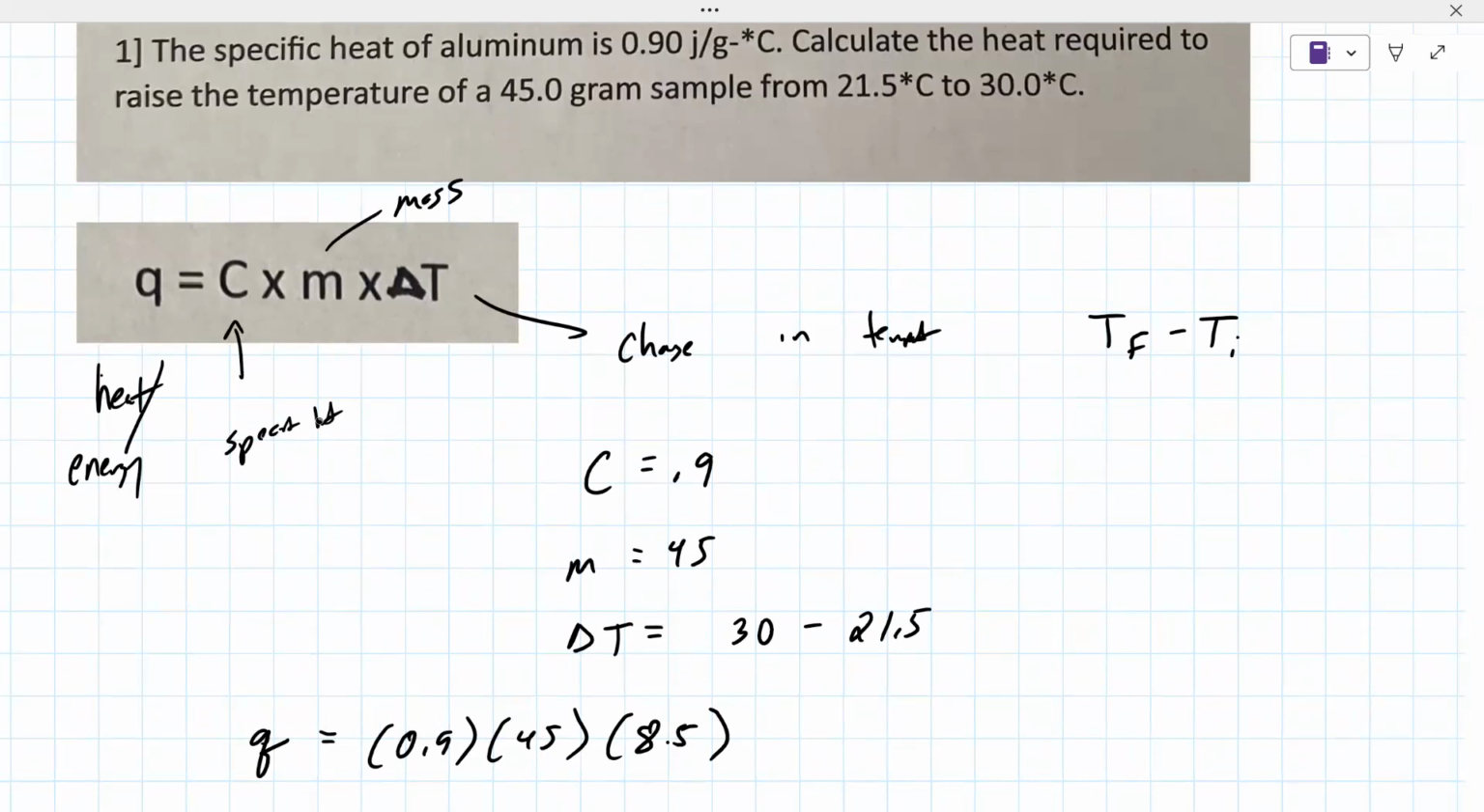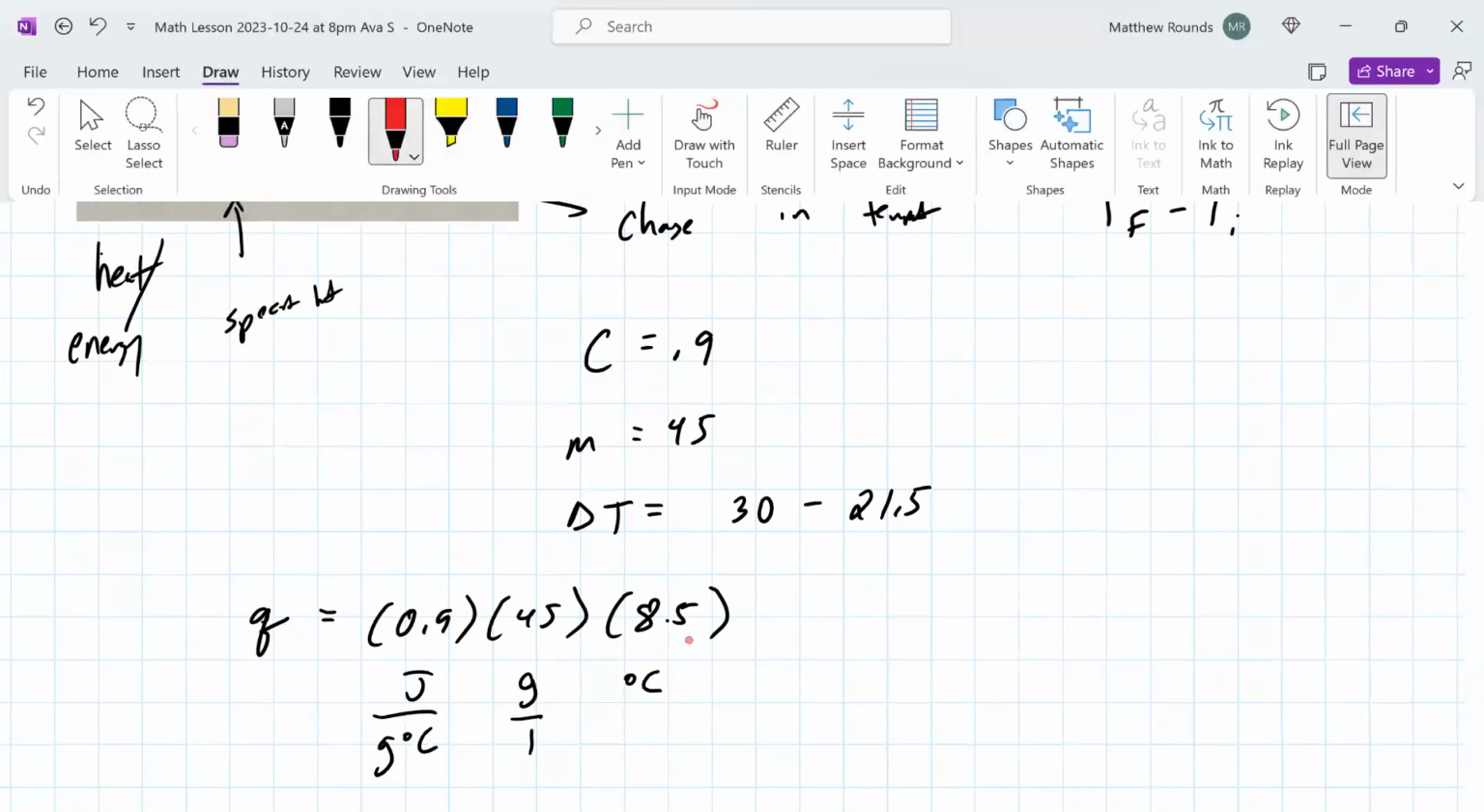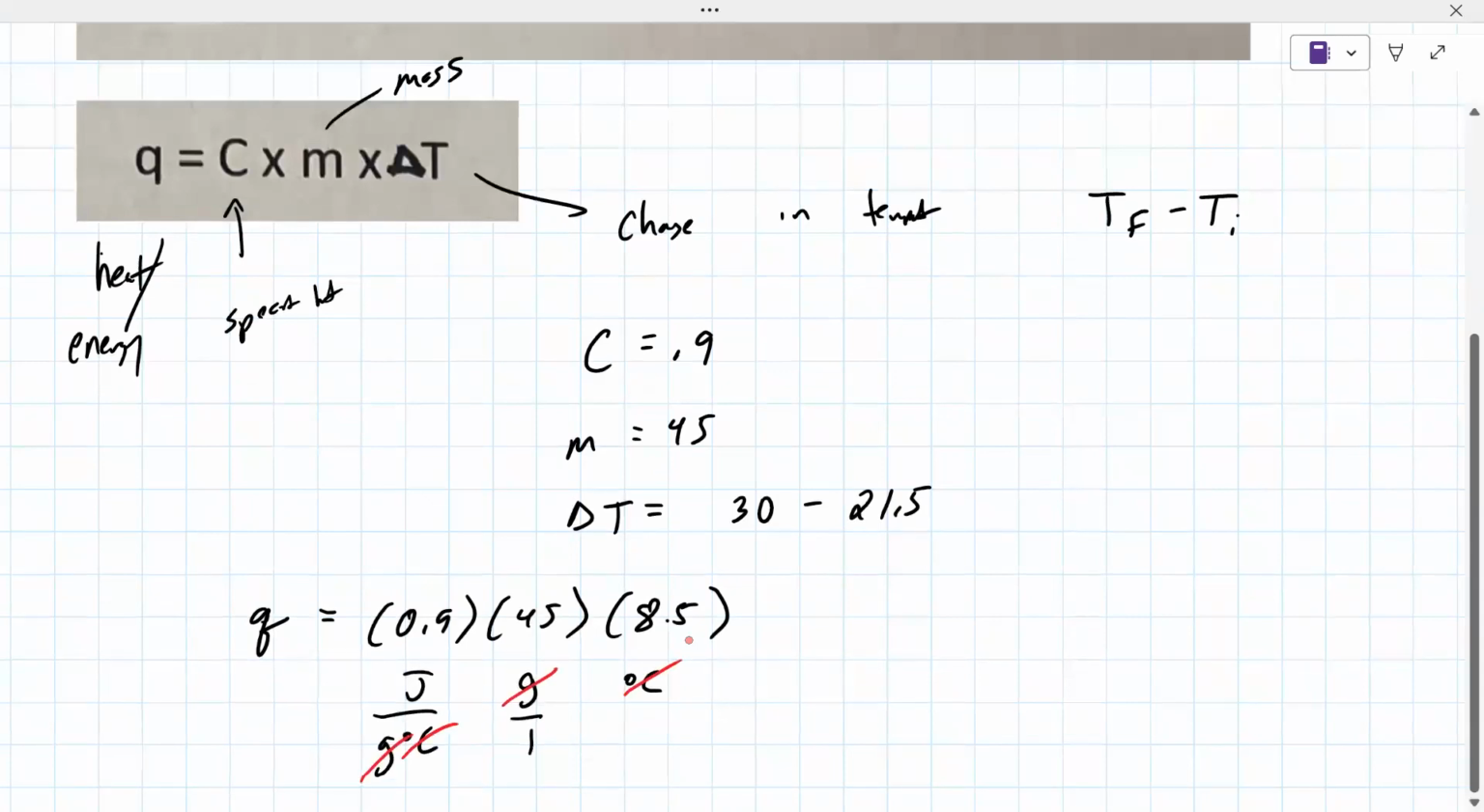Are we gonna do dimensional analysis on this one? We can, everything does work out. So we'll do that below here. This is in joules per gram degree C. The mass is in grams and the change in temperature is in degrees C. So you can see that grams cancel with grams, degrees C cancels with degrees C, and you're left with just joules. Is that kind of what you were thinking of?